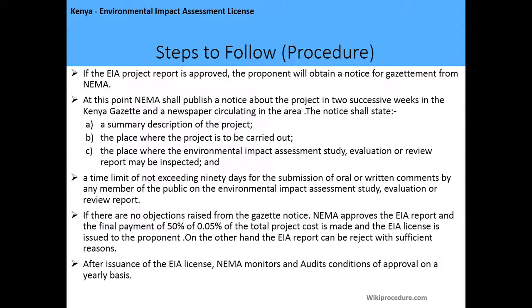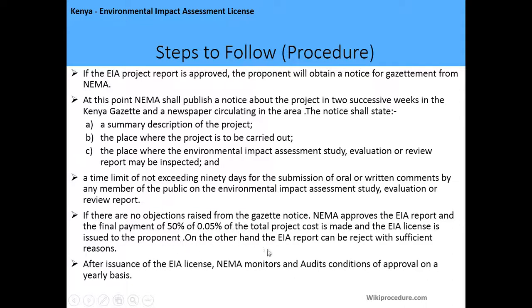And if within the 90 days no one has submitted any oral or written dispute about the project, the project is going to go to the next phase, or it's going to be allowed to continue, and NEMA is going to issue the environmental impact assessment license. So the next point, if there are no objections raised from the Gazette notice, NEMA will approve the environmental impact assessment report, the final payment of 50% of 0.05% of the total project cost is made, and the environmental impact assessment license is issued to the proponent.